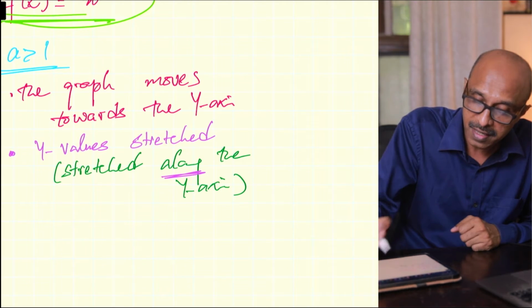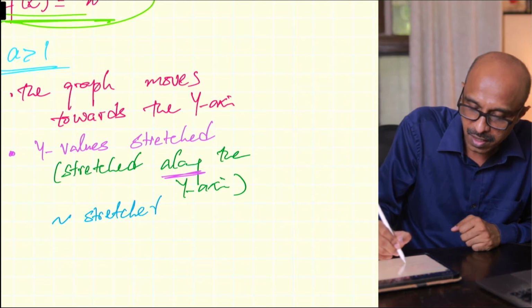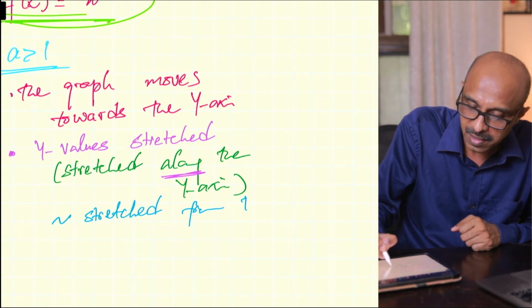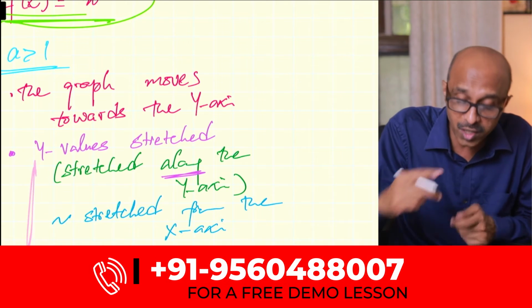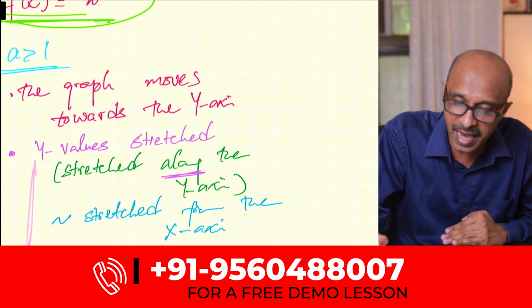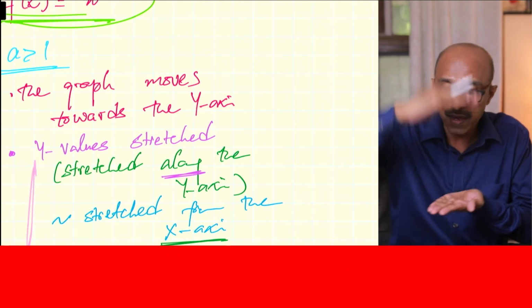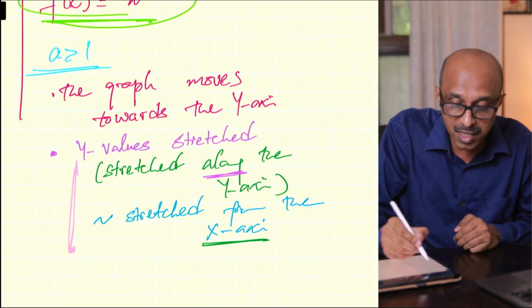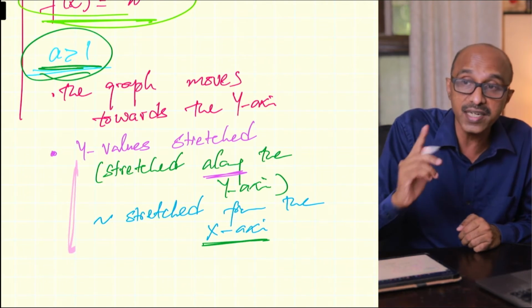Stretched along the y-axis, but it is also sometimes referred to as stretch from the x-axis. So these are to be used synonymously. Stretched along the y-axis is like saying stretched from the x-axis. It's like saying that the x term is invariant. It's only the y term that is getting multiplied by a factor of a. Now, that is when a is greater than 1.